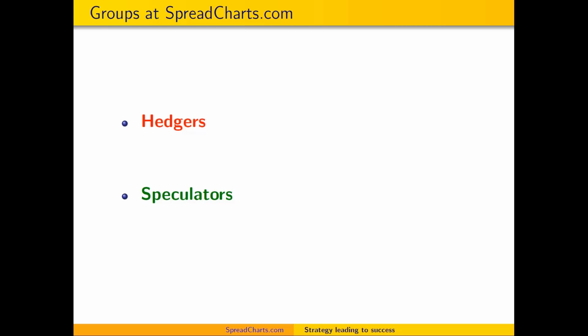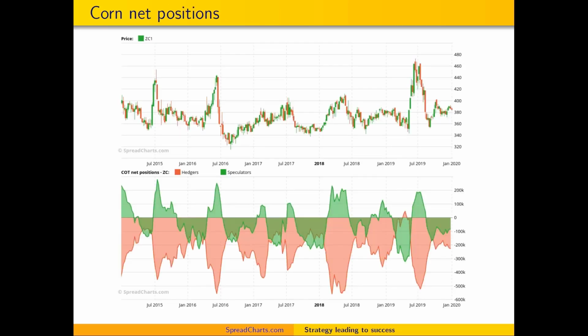For example, one commonly used data product is the net positions. This is what it looks like for corn. The red curve stands for the hedgers and the green curve for large speculators. Even if you wouldn't know anything about the commitment of traders data, you can easily spot the correlations between the curves and the price. But of course, we will explain everything.